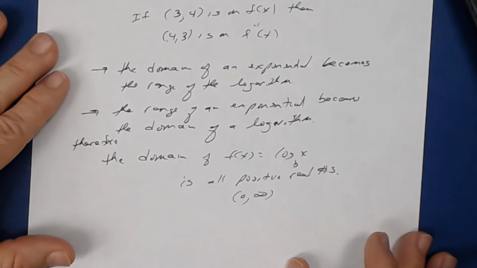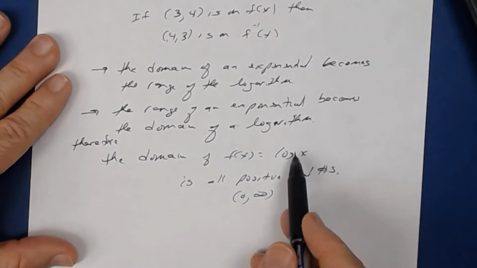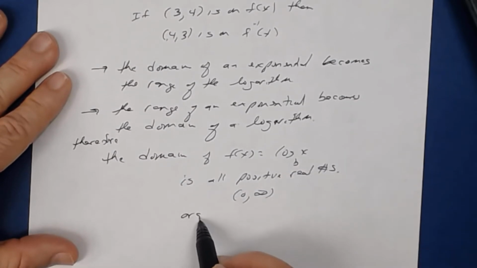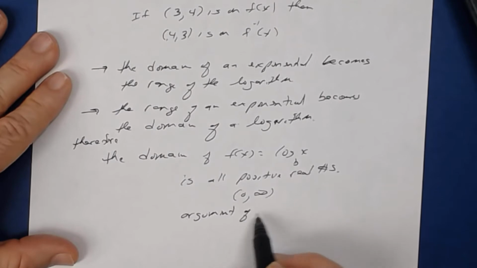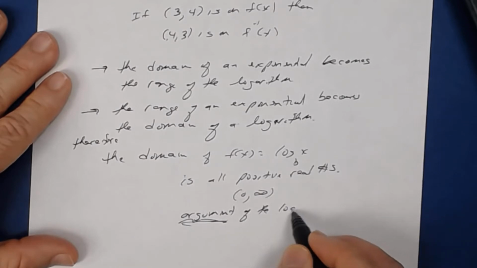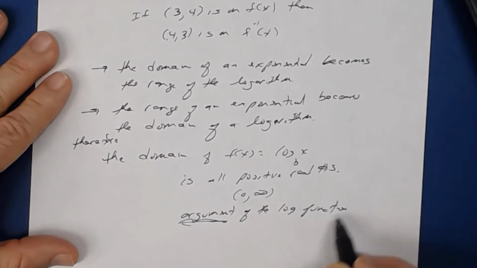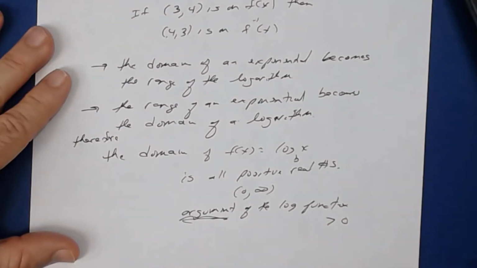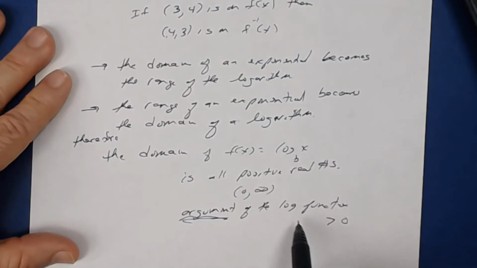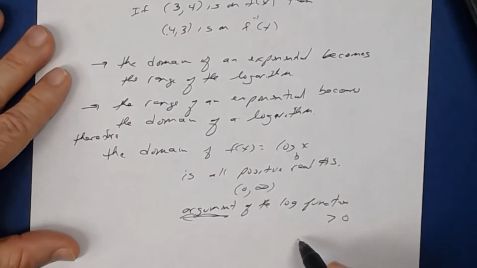So now what you have to think of is this. The argument of the log function, the domain here, must be greater than 0. So that's what I need you to remember. The argument of a log function must be greater than 0, meaning it must be positive.